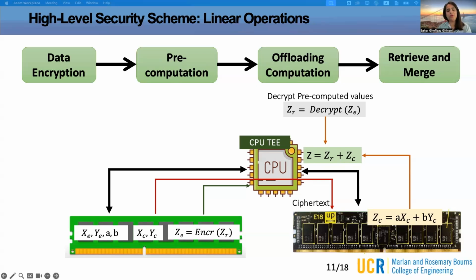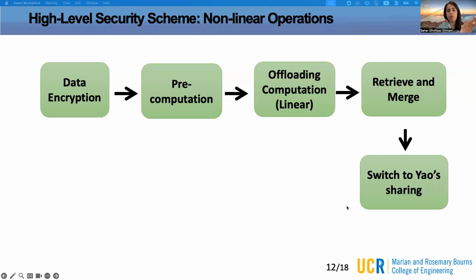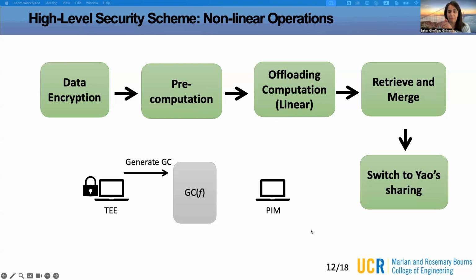Just one note here is that whenever the pre-computation is not supported, we perform the kernel computation on the TEE and the PIM in parallel during the runtime. If we want to perform a nonlinear function, when we are done with the first part of the computation, which was the linear part, we need to switch to Yao's sharing to be able to offload the nonlinear computation to the PIM. In this case, the garbled circuit for the specific function, for example sigmoid, needs to be generated on the TEE and be shared with the PIM.